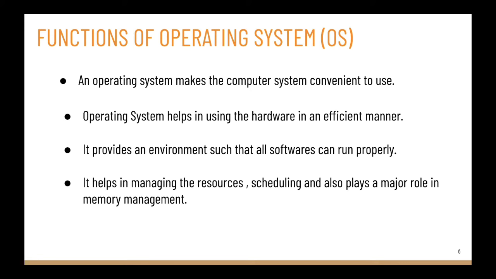Next function of operating system is, it helps in managing the resources, scheduling, and also plays a major role in memory management. So resources means we can connect various things to the computer, like printer, joystick, and different medical equipments also. So how are these resources managed? These resources are managed with the help of operating system itself. Next is scheduling. Scheduling means at a time many tasks may be given to the operating system. So which task will be performed first, which second, which third, all these things are also managed with the help of operating system. So these are the different functions of operating systems.